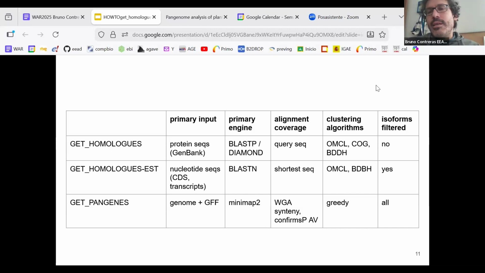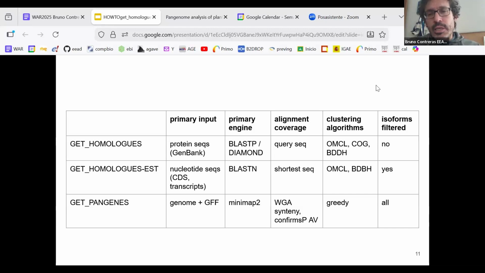And in this case, there is an isoform filtering step, which is very important, which means that if you have several isoforms quantitatively expressed from the same locus, you summarize them. You don't use them all because that will confuse the clustering, okay?